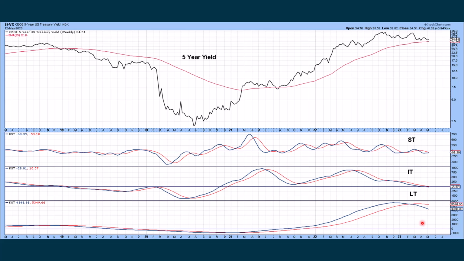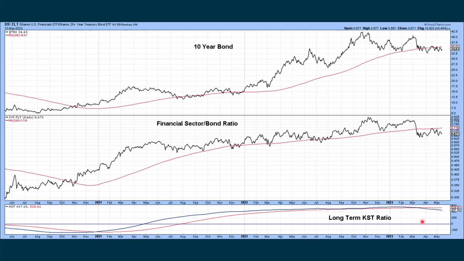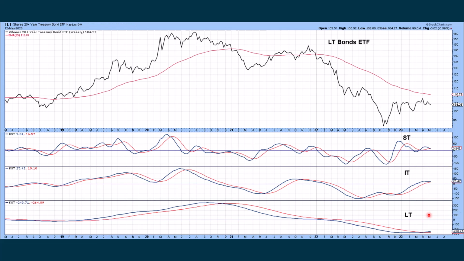Looking at the 10-year bond, comparing the financial sector to government bonds, where the 10-year bond has dropped below the moving average. The ratio has also dropped below the moving average, and the long-term KST ratio is also declining. This would have a lot to do with the banking situation that has fed over into the financial sector.